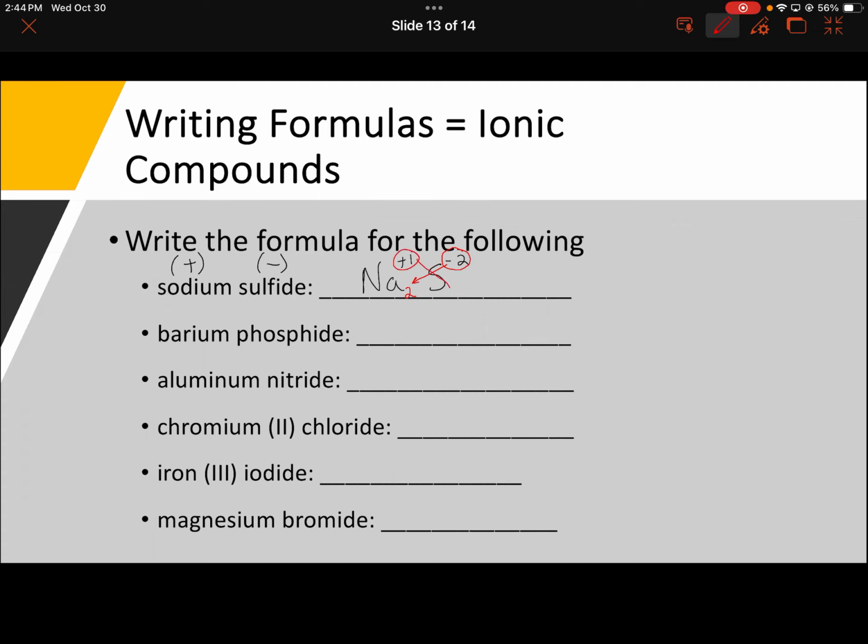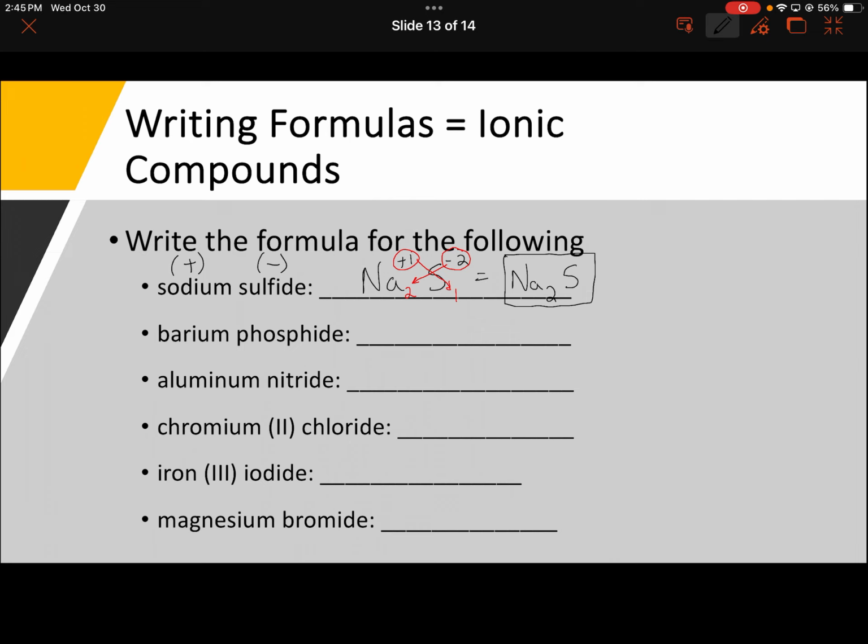I'll drop the negative sign, I'll take the 1, and I'll drop the positive sign. And so now I have Na2S1. So now I'll clean up all of the things I don't need. There's my formula, but remember in formulas, we don't ever write the 1. So when I'm done with my formula, there's my final product. Na2S.